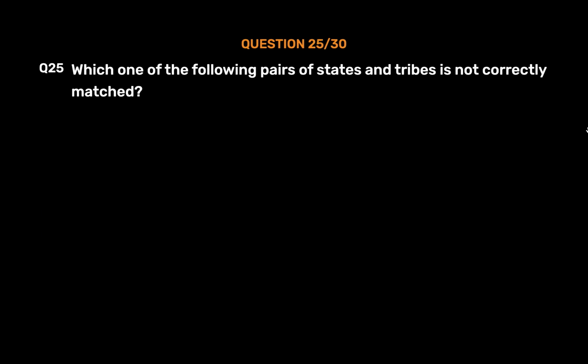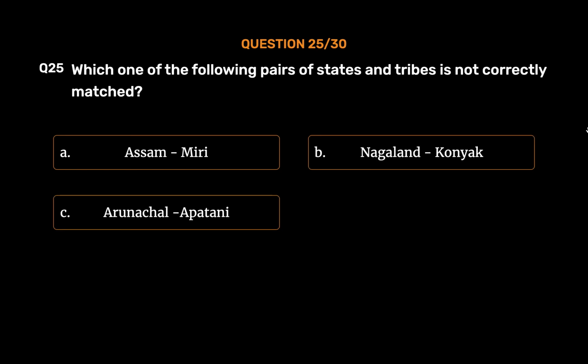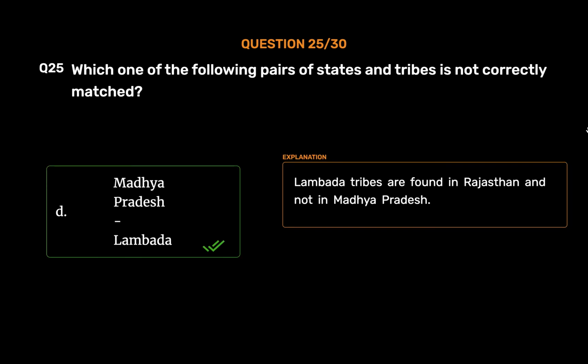Question number 25. Which one of the following pairs of states and tribes is not correctly matched? Option A. Assam, Miri. Option B. Nagaland, Konyak. Option C. Arunachal, Apatani. Option D. Madhya Pradesh, Lambada. The correct answer is option D. Madhya Pradesh, Lambada. Lambada tribes are found in Rajasthan and not in Madhya Pradesh.